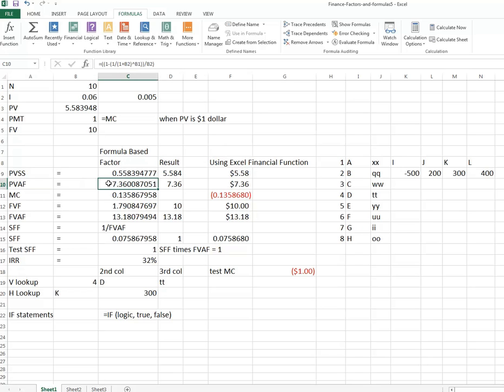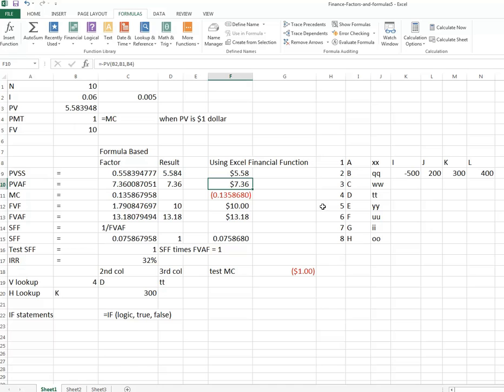The number we get in this case, 7.36, is the present value of $1 per period over 10 years. It's the factor times the $1 payment. Now notice we get the same thing again by using the present value formula. In this case, it's the present value at the interest rate, 6%, for 10 periods, and the payment B4 is $1. So the present value function comes up with the same result.